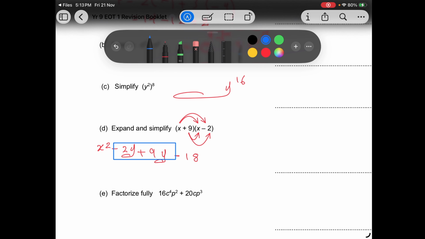We can glue minus 2y plus 9y because they are like or similar terms. Call them the way you like. So it will be x squared. No, there's x and y.